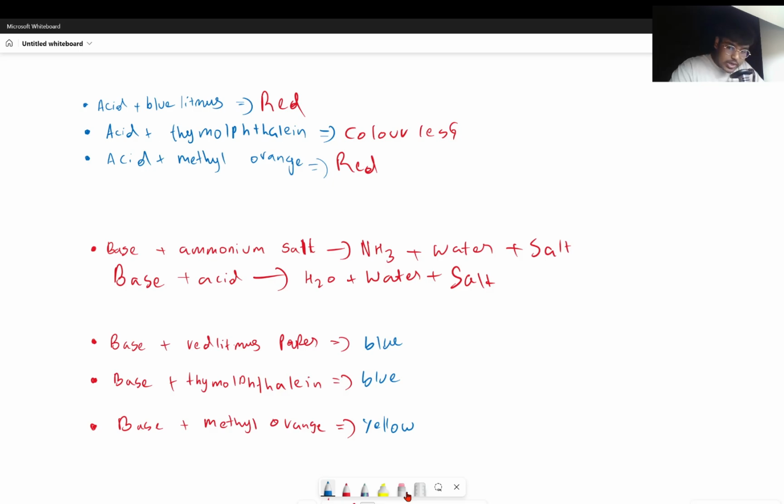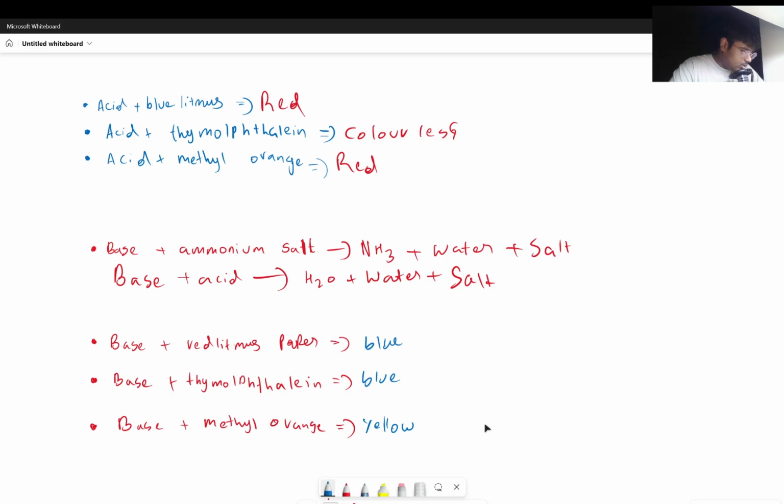The third one is: state that bases are oxides or hydroxides of metals and alkalis are soluble bases. So what we are trying to say is that all alkalis are bases, but not all bases are alkalis, because bases can also consist of oxides and hydroxides.